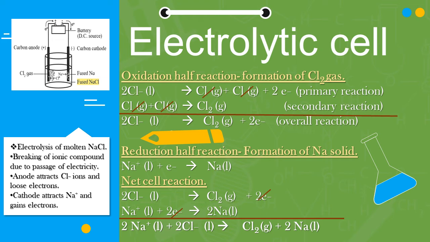Cl2 gas has a pale green color while Na is molten and silvery white in color. So this experiment, electrolysis, is very useful and is used in the manufacturing of solid Na. Solid Na is used in various tests and experiments in laboratories.